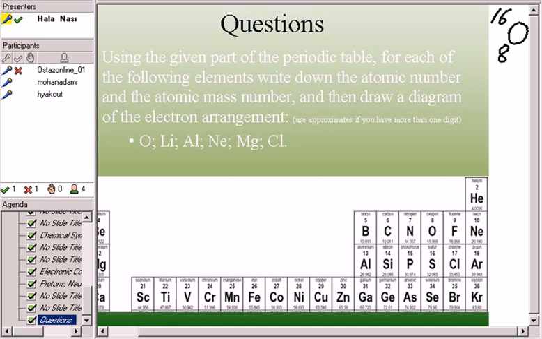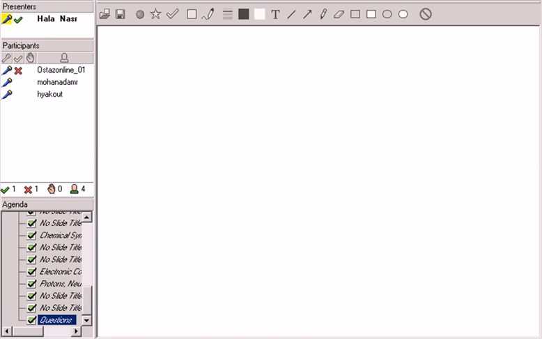And draw the configuration as well, please. Shall we move to the white page? Would you prefer to move to the white page, Mr. Hassan? Okay, no problem. Okay, there we go. So, Mr. Hassan, you're going to do the first one. You'll be doing the oxygen.